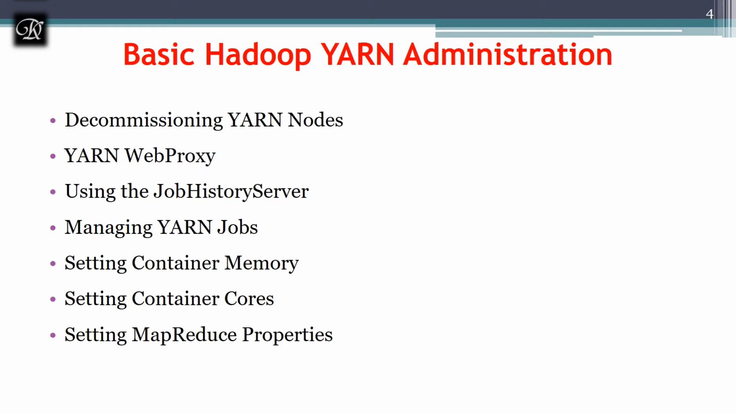First is decommissioning YARN nodes. If a node manager or a host needs to be removed from the cluster, it should be decommissioned from the list. Say I have a cluster of 4 nodes and I want to remove one node. That is possible with the help of decommissioning. Assuming the node is responding, you can easily decommission it from the Ambari web UI also.